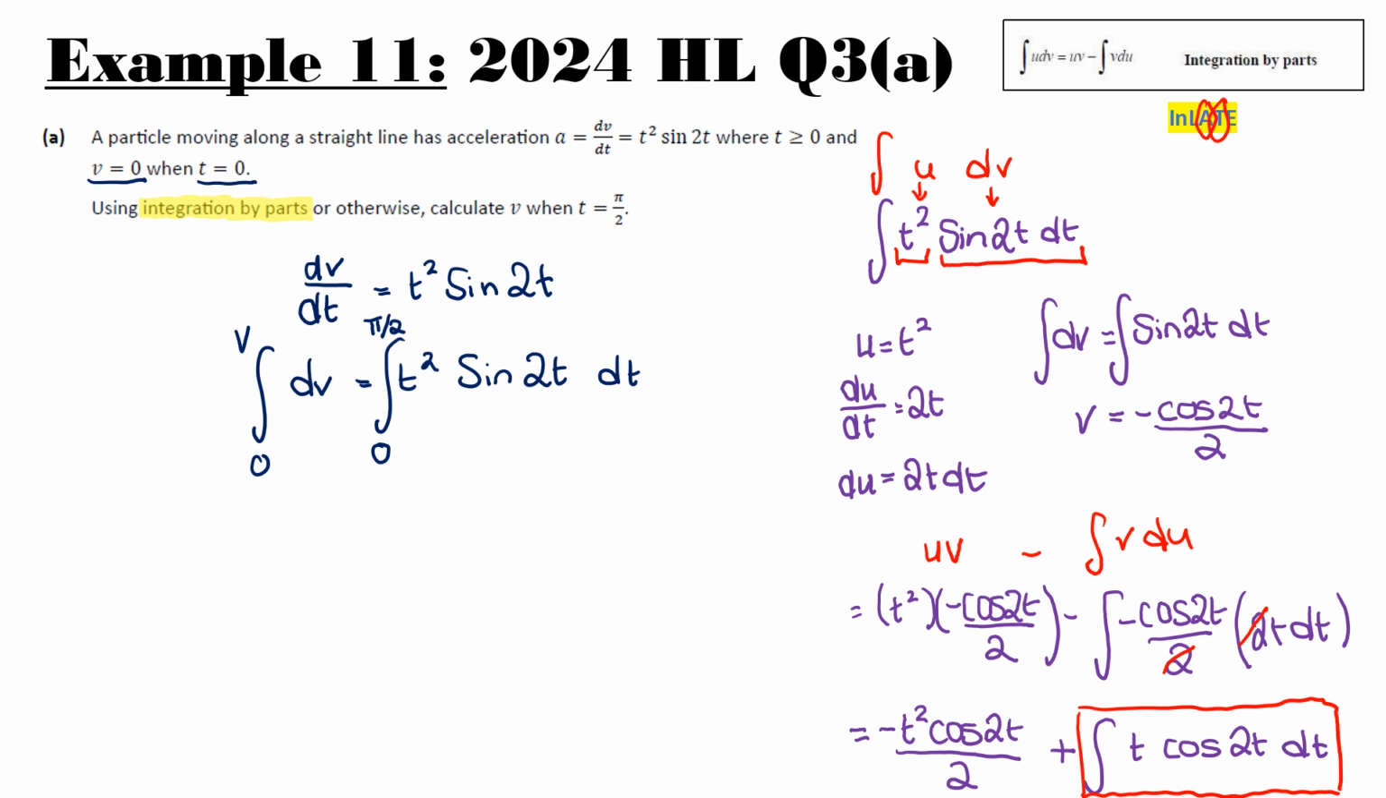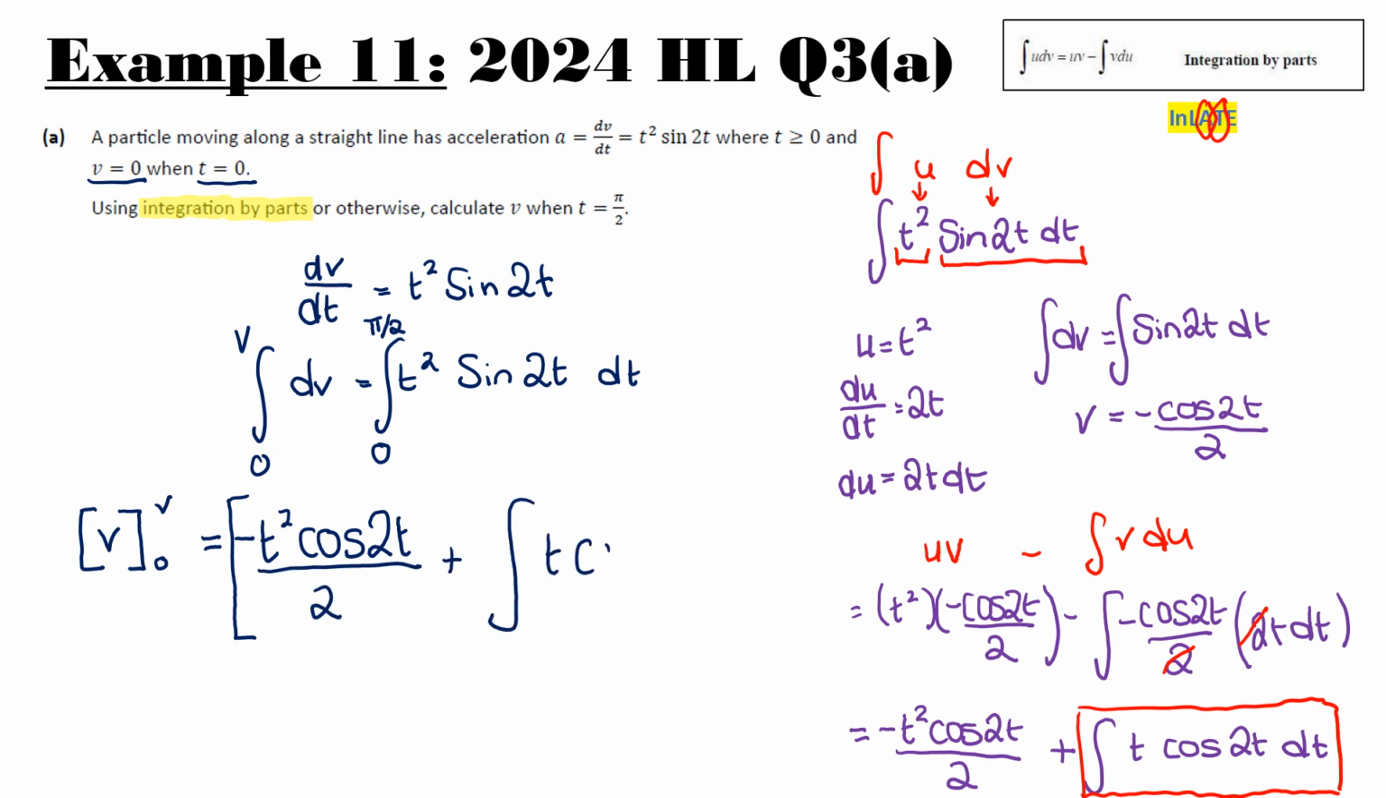So we need to go and do our integration by parts. So what I'm going to do, so we don't lose anything, is go back to my main question and integrate the left-hand side, which is v, and evaluate between 0 and v. And then here on the right, we get minus, and this is all going to be in a big box because it'll all need to be evaluated in the end, t squared cos 2t all over 2 plus the integral of t cos 2t dt, and when we do all that, it's going to be evaluated between 0 and pi over 2.